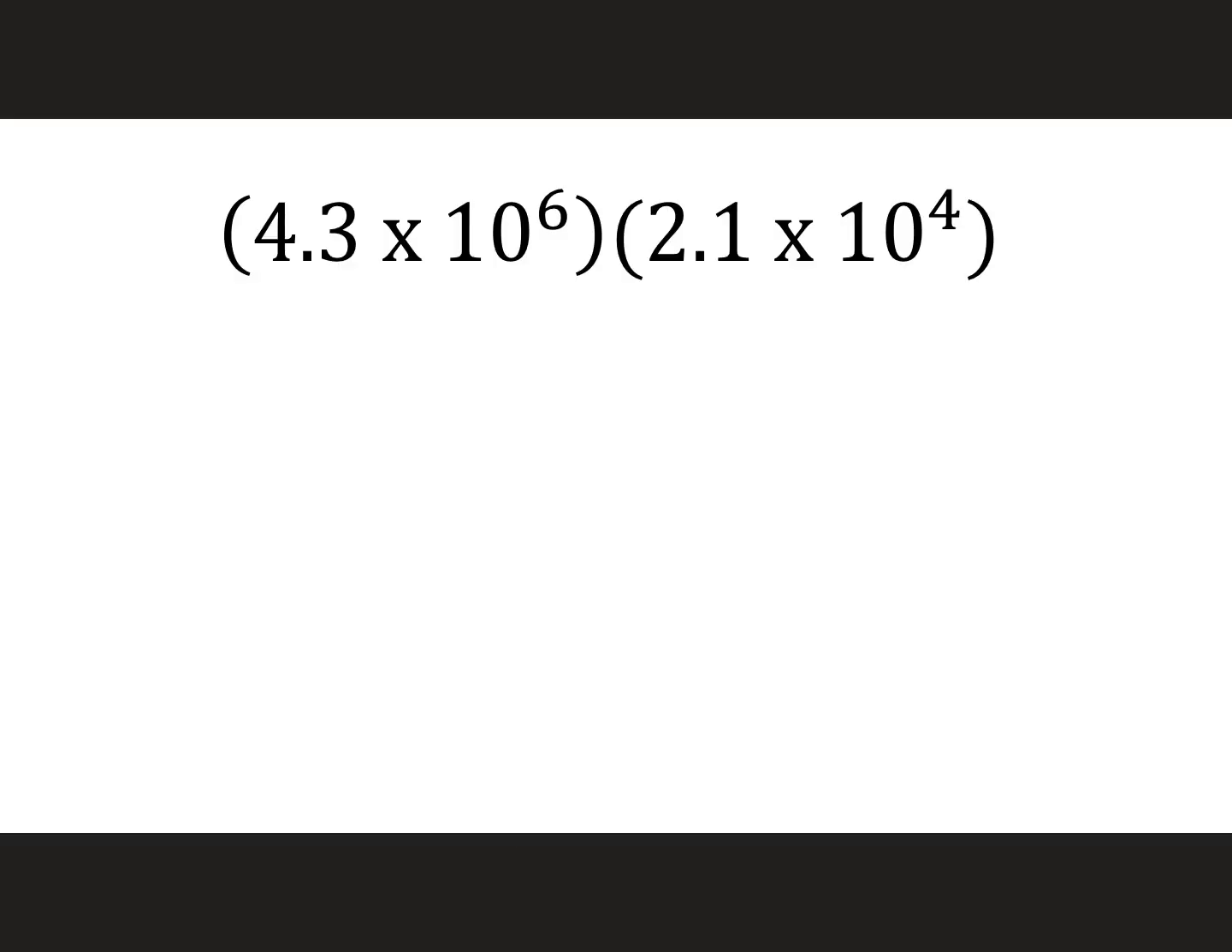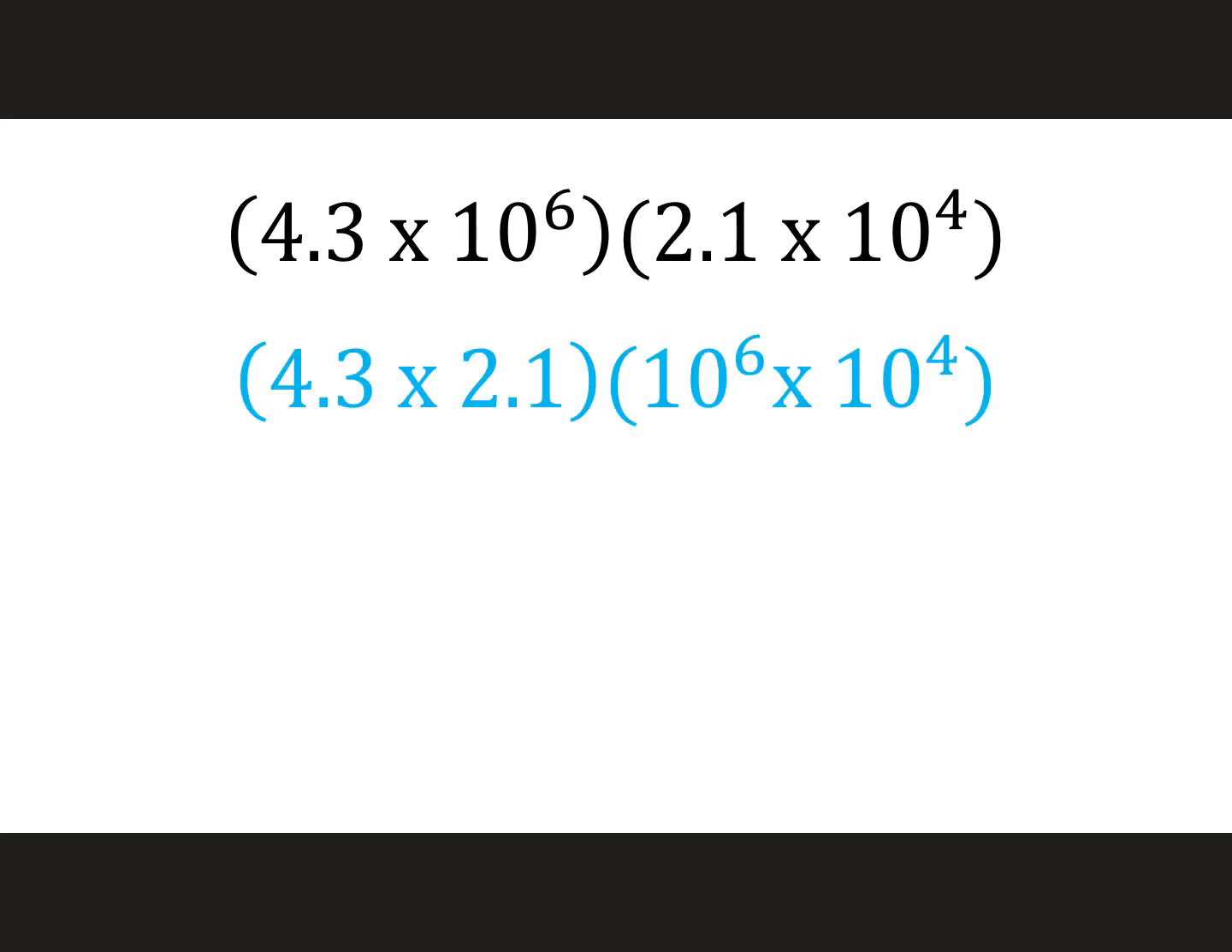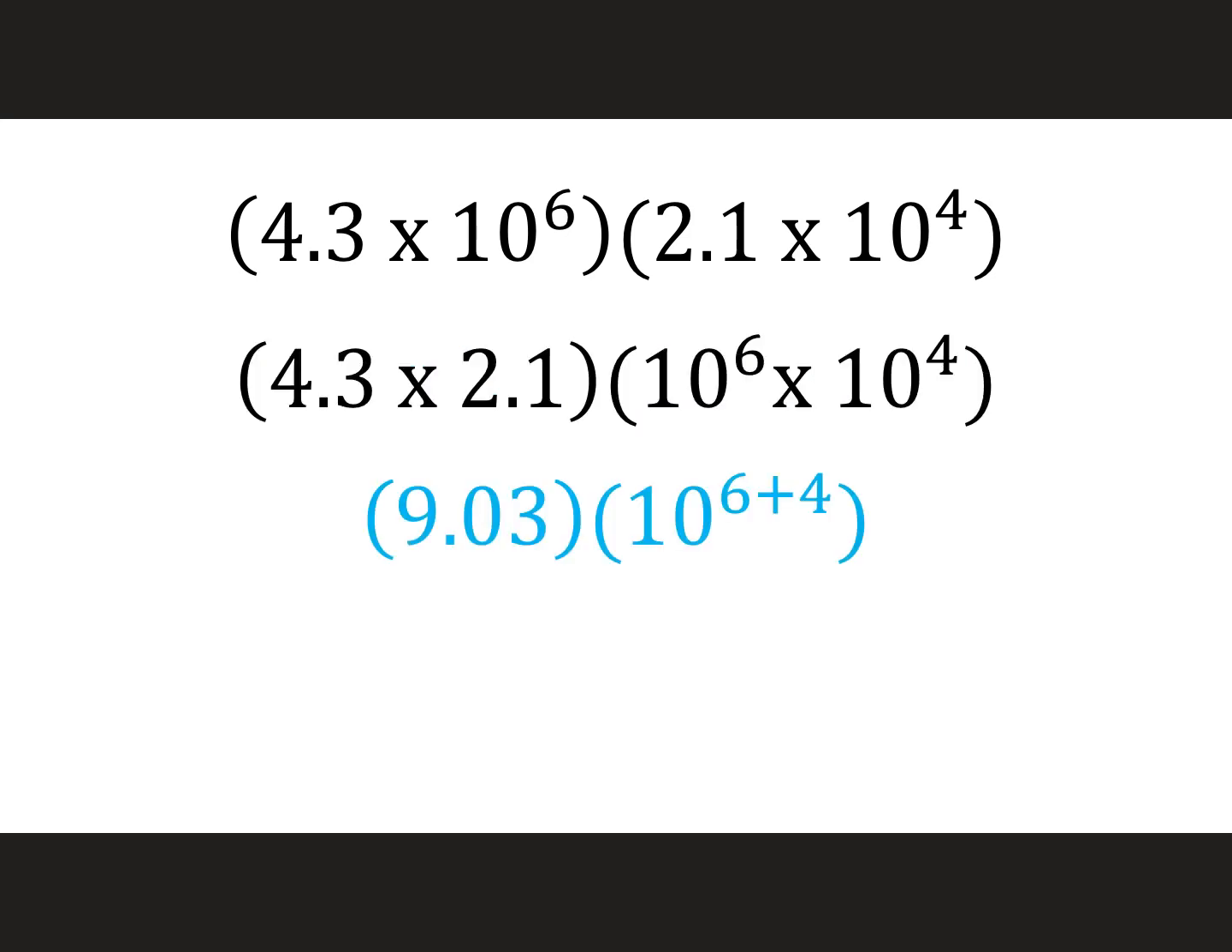4.3 times 10 to the 6th times 2.1 times 10 to the 4th. Well, because everything is multiplying, we can actually rearrange it and put the two decimal numbers together and the two powers of 10 together. Why would we do this? Well, it's pretty simple. First, we're going to multiply 4.3 times 2.1 and get 9.03.